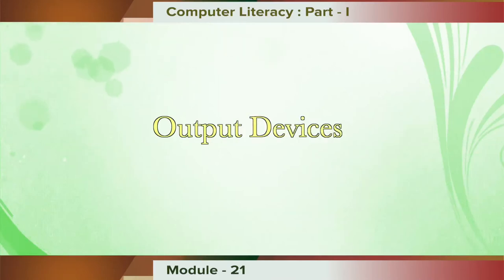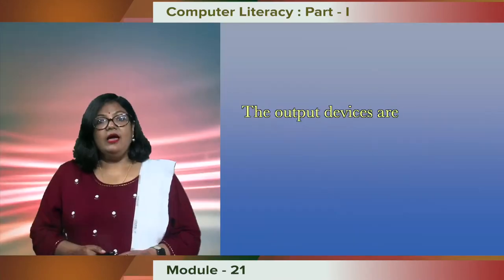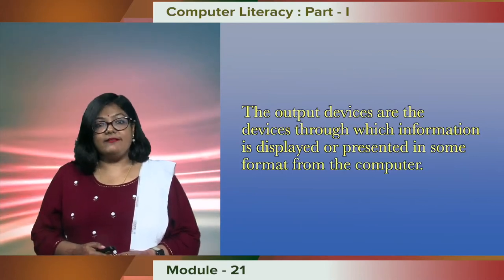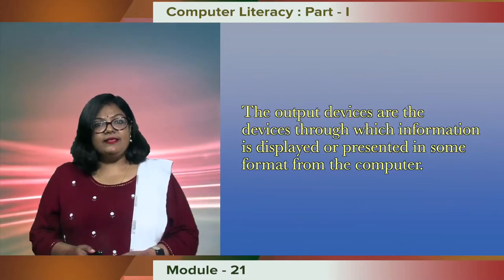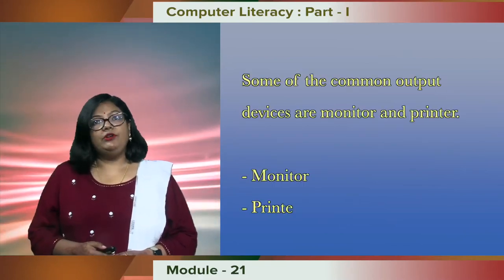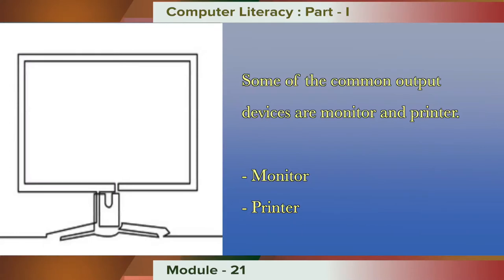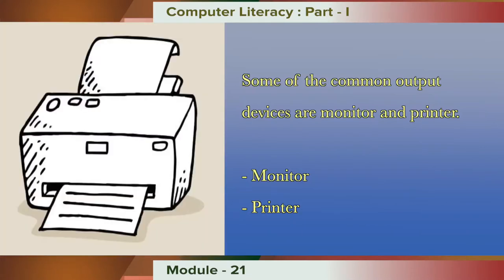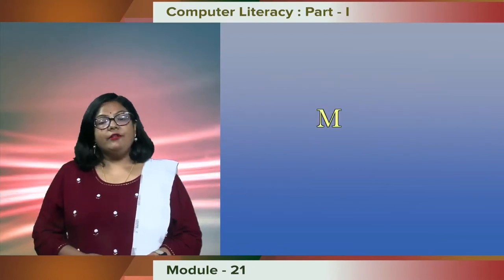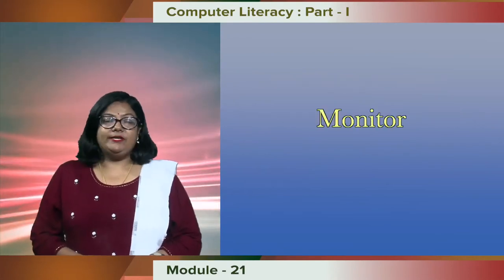Let us look at what output devices are. Now, output devices are the devices through which information is displayed or presented in some format from the computer. Some of the common output devices are the monitor and the printer. Now, let us look at these output devices one by one. So, the first output device is the monitor.